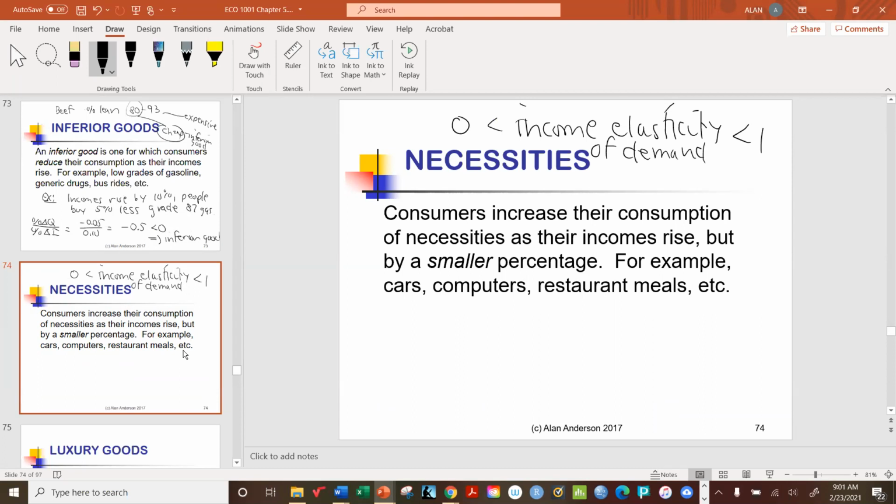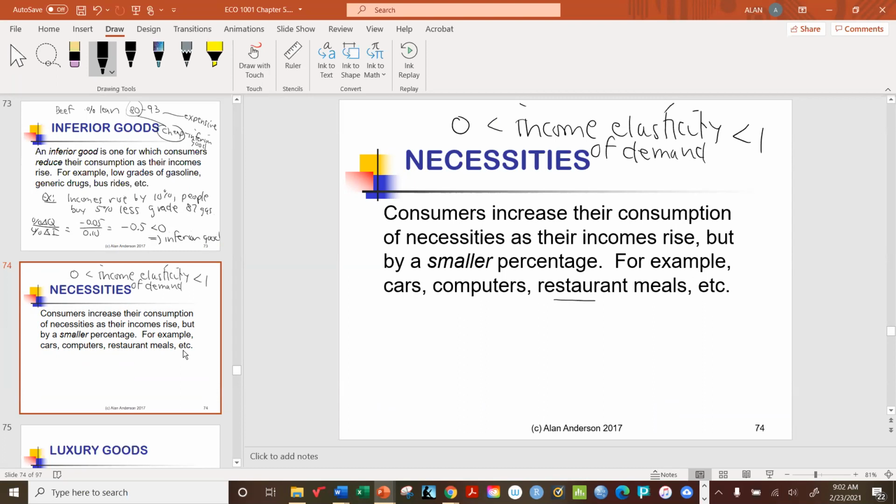That means that what we're seeing here is that when our income goes up, we buy more of these products, but the increase is not as great as our income increase. In other words, the percentage goes up, but not as much as our income goes up.